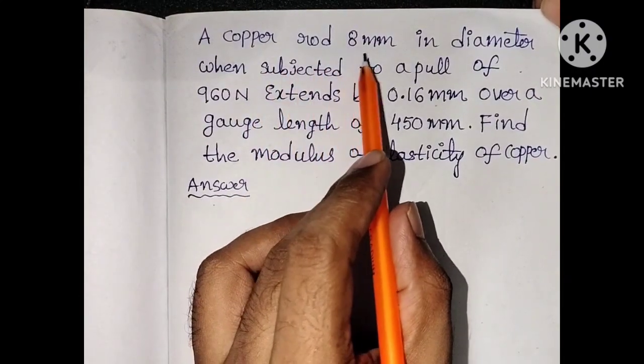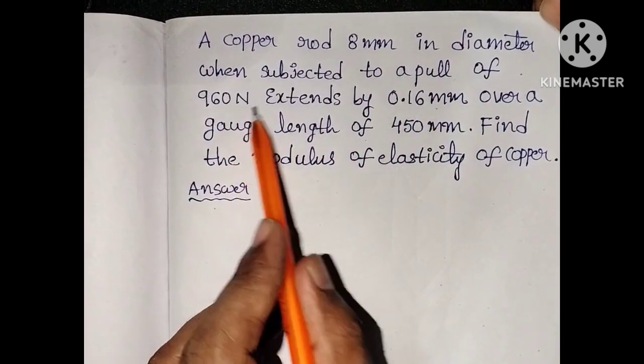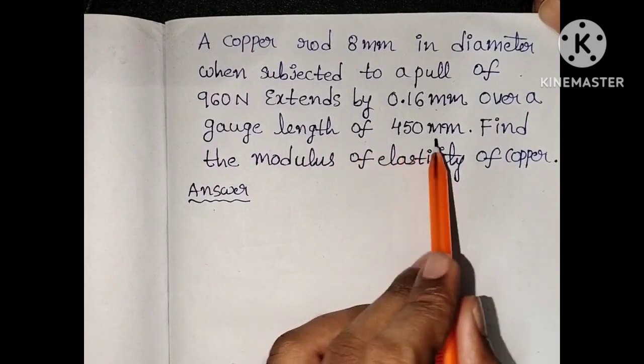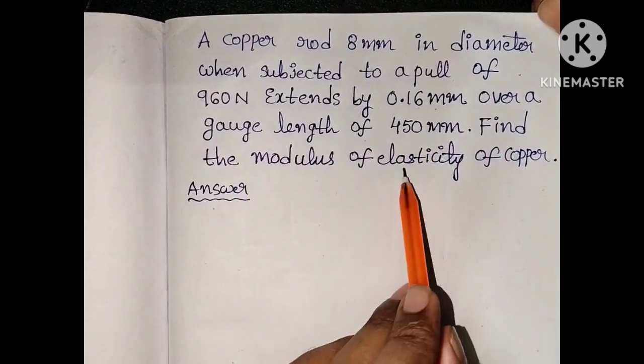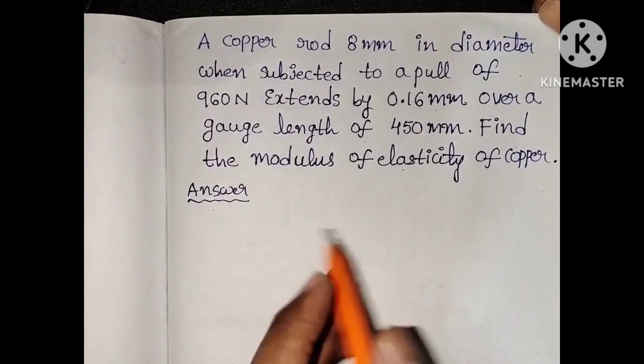A copper rod 8 mm in diameter, when subjected to a pull of 960 newtons, extended by 0.16 mm over a gauge length of 450 mm. Find the modulus of elasticity of copper.